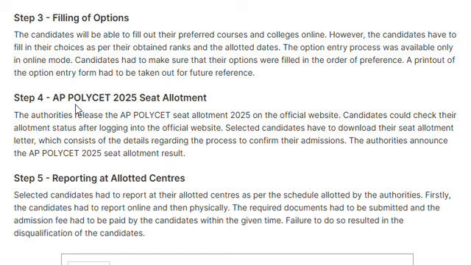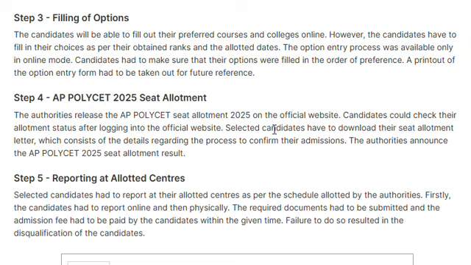Okay, students. So next, after that you will go into step 4 of AP Polycet 2025, seat allotment, students. The authorities will release the seat allotment, meaning in the colleges you preferred, whether you got a seat or not. That will be released as results, students. The AP Polycet web option results will be released.